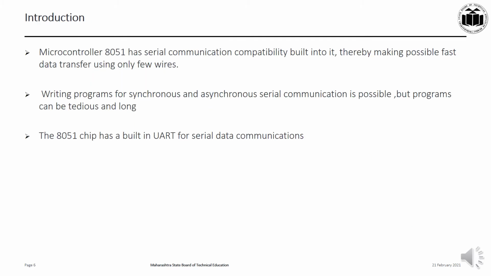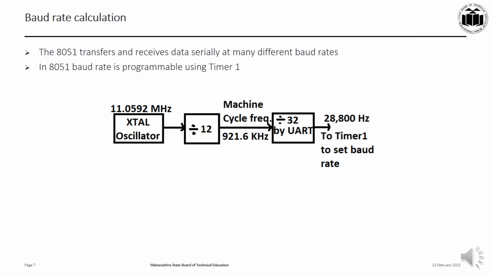In microcontroller 8051, we have a serial communication capability built into it, thereby making possible fast data transfer using only a few wires. Writing a program for synchronous and asynchronous serial communication is possible, but programs can be tedious and long. So the microcontroller 8051 chip has a built-in UART for serial data communication.